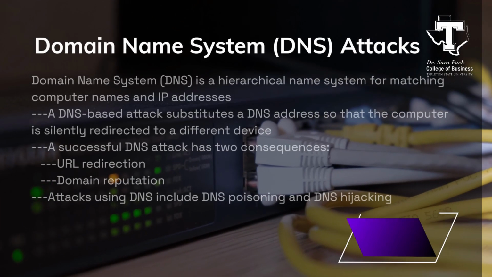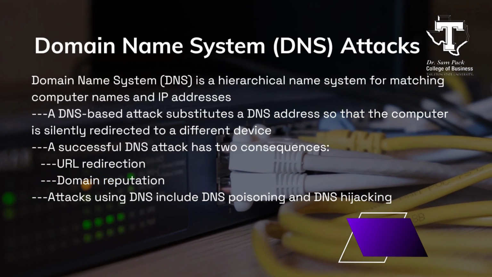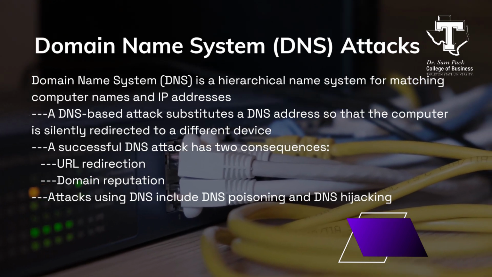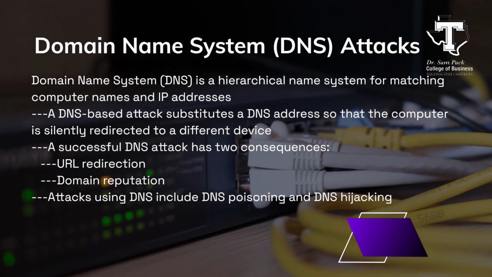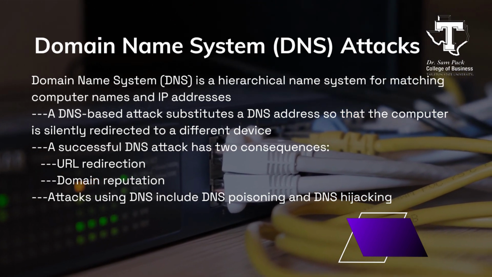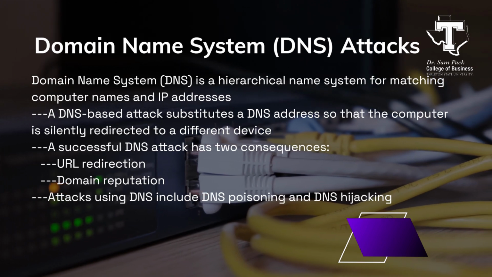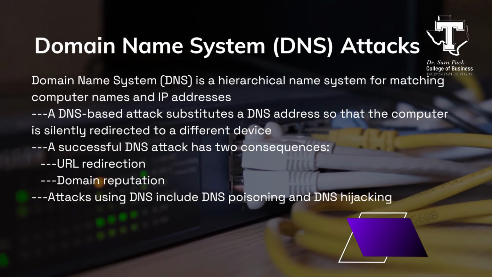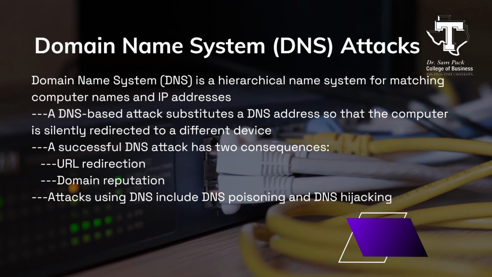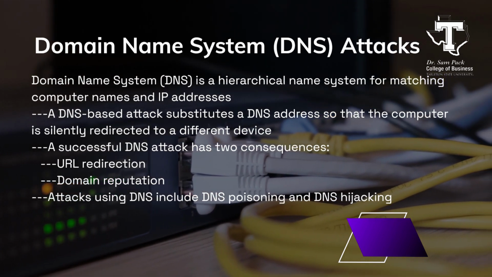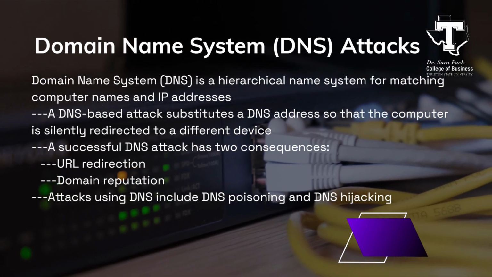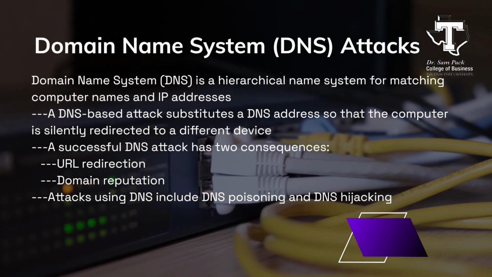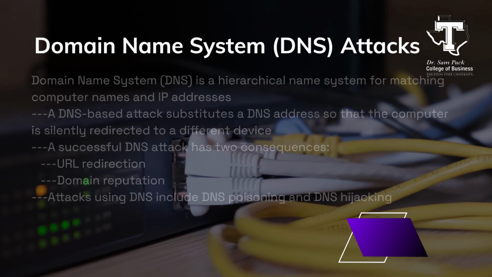Threats can also be based on DNS attacks. DNS helps us connect to websites by matching names with IP addresses. But attackers can exploit this system. In a DNS attack, they can redirect your traffic to a malicious site without you knowing. This can damage the reputation of legitimate domains and lead to dangerous URL redirections. Common DNS attacks include DNS poisoning, which corrupts DNS data, and DNS hijacking, which changes DNS settings to redirect users. Knowing how these attacks work is key to keeping your network secure.